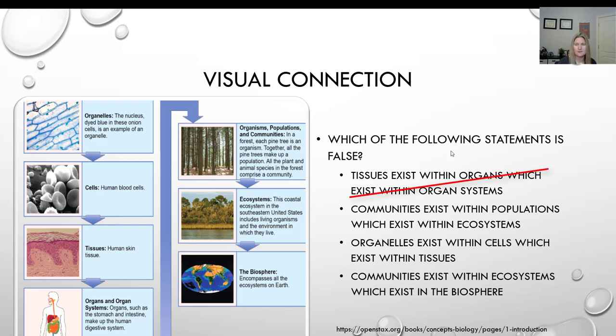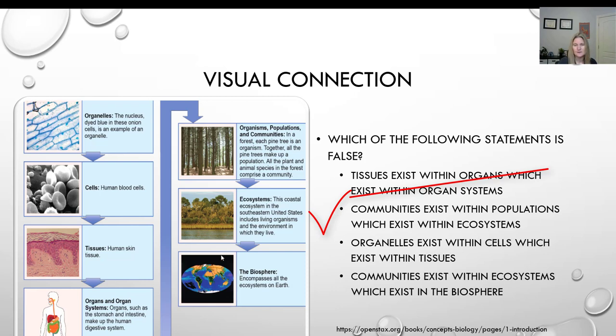So that's not false. How about this one? Communities exist within populations, which exist within ecosystems. Does a community exist within a population? Isn't it the other way around? Populations exist within communities. So this one sounds false to me. But let's see if it's the only false statement.